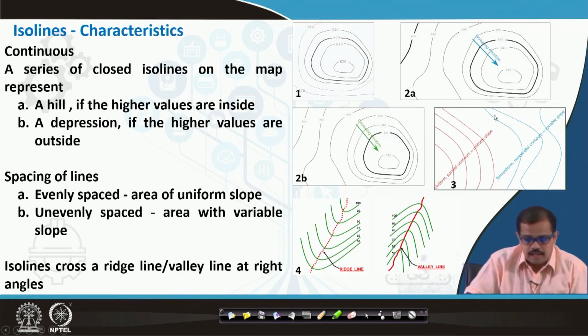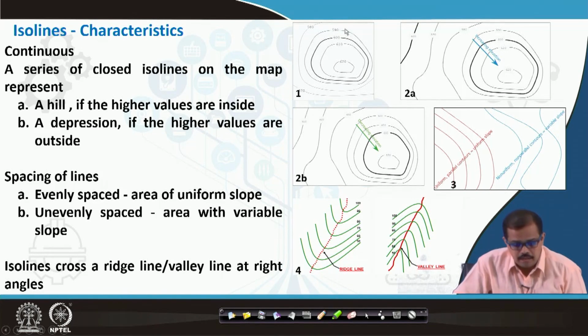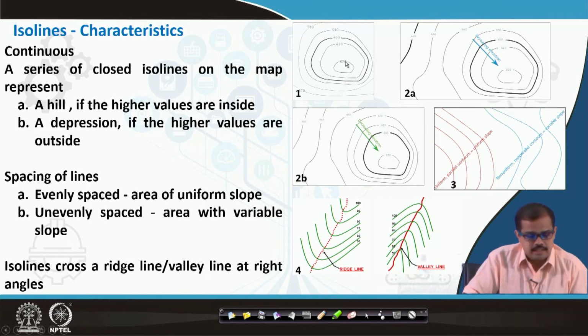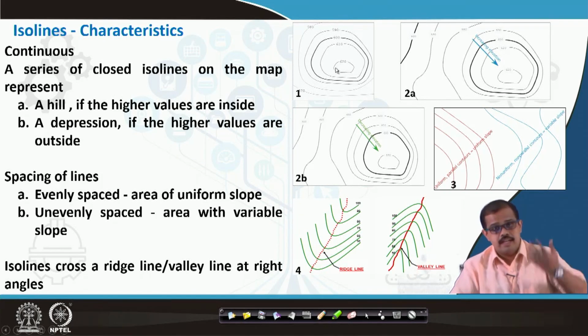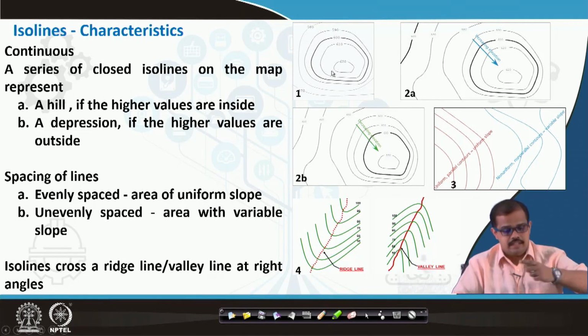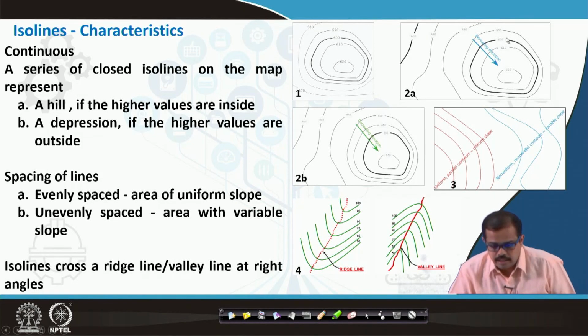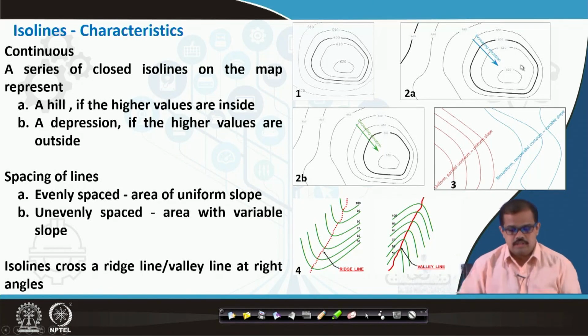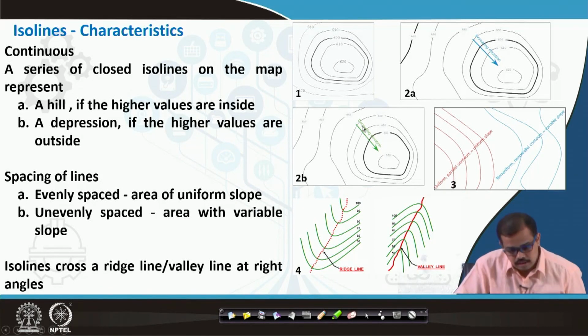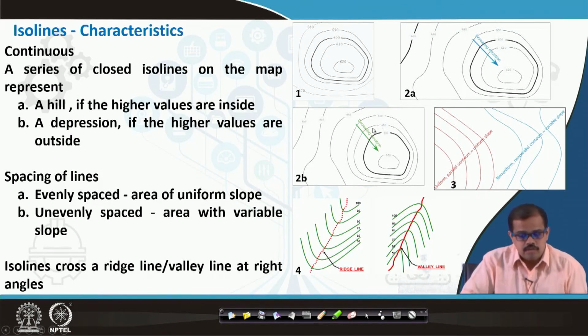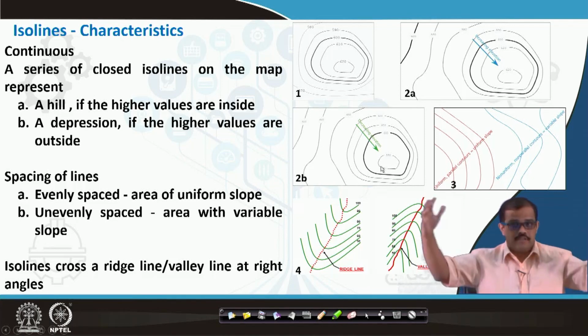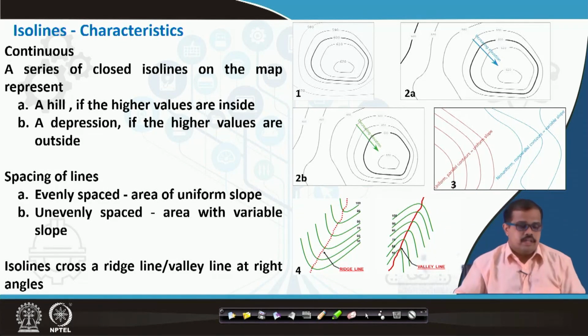So, here when you look, you have 590, 600, 610 and 620. So, the higher value is inside. So, it is representing a hill or a higher elevated region. Whereas, when you look here, 620, 610, 600, and it goes to the lower elevation. Sorry, this is a decreasing elevation here. So, this is giving you a depression. Okay. So, it is from a higher elevation to the depression region.